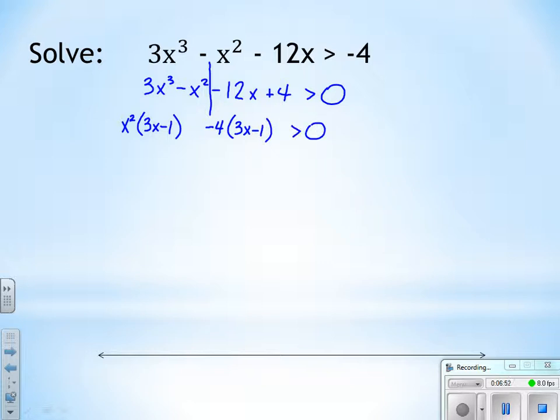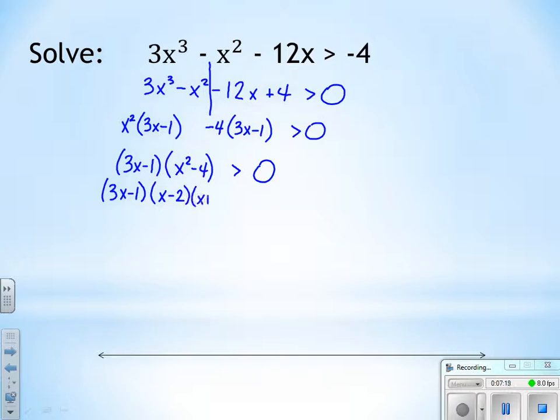So now that I have those halves factored, I can look at the halves and see if there's anything in common, which is 3x minus 1. And the remaining numbers form the second factor. Take a look at them, see if you can factor or break them some more. The 3x minus 1 is done, but x squared minus 4 is difference of perfect squares, and we can factor it some more.